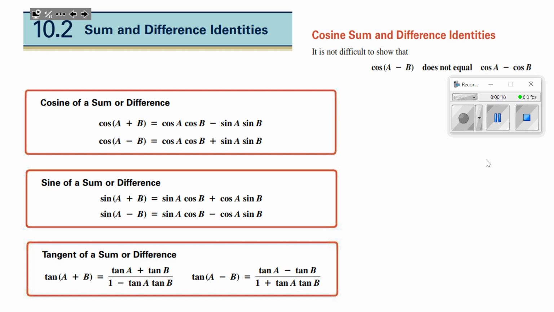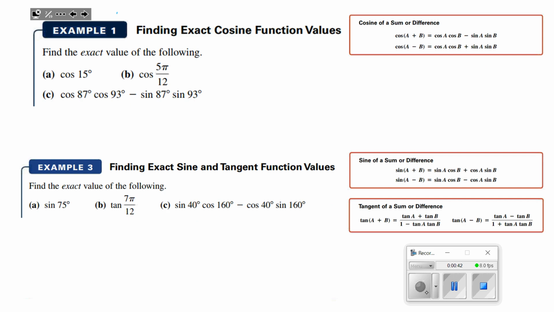One takeaway is cosine is a function, and you cannot say cosine A minus cosine B. That is not allowed because cosine is a function. We're talking about two angles and the difference between two angles. So we're going to be using these properties here. We've got properties for cosine, properties for sine, and properties for tangent, and we're just going to use those to rewrite some functions.